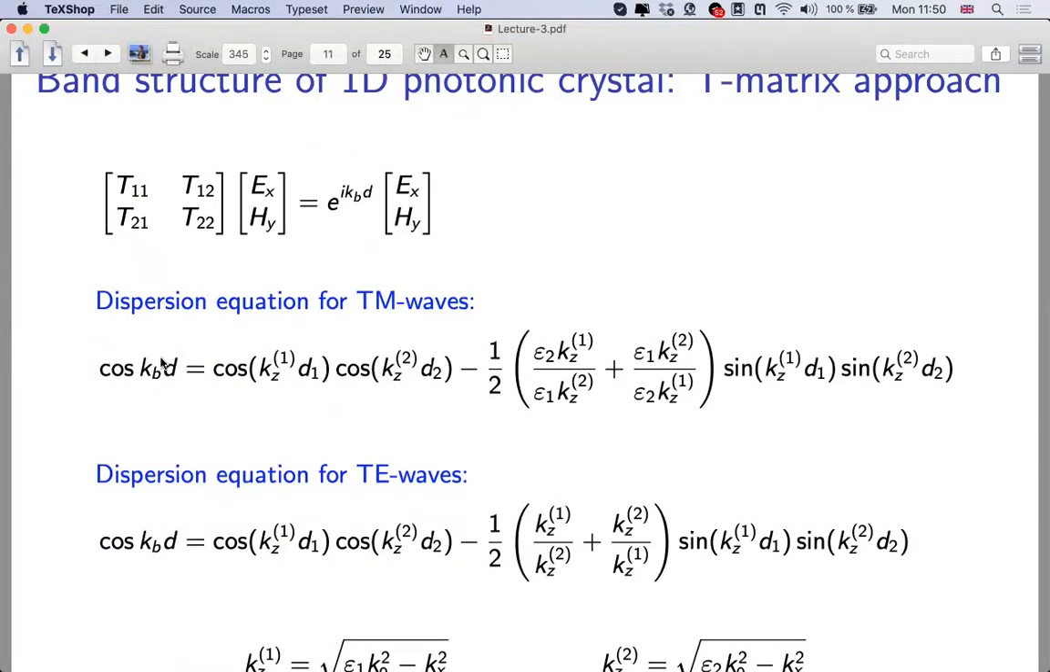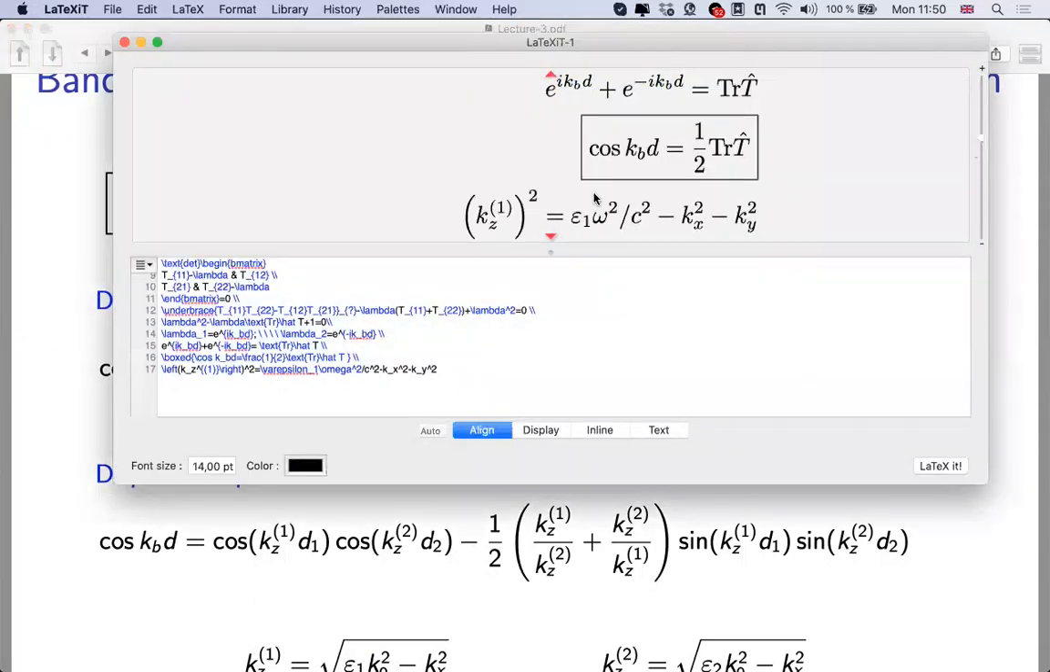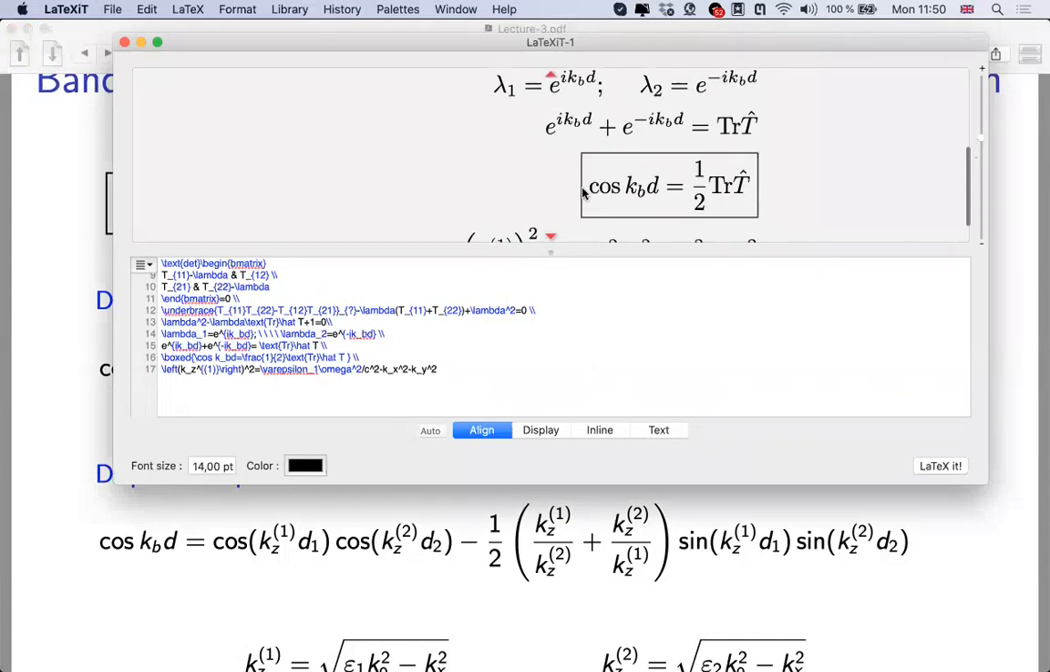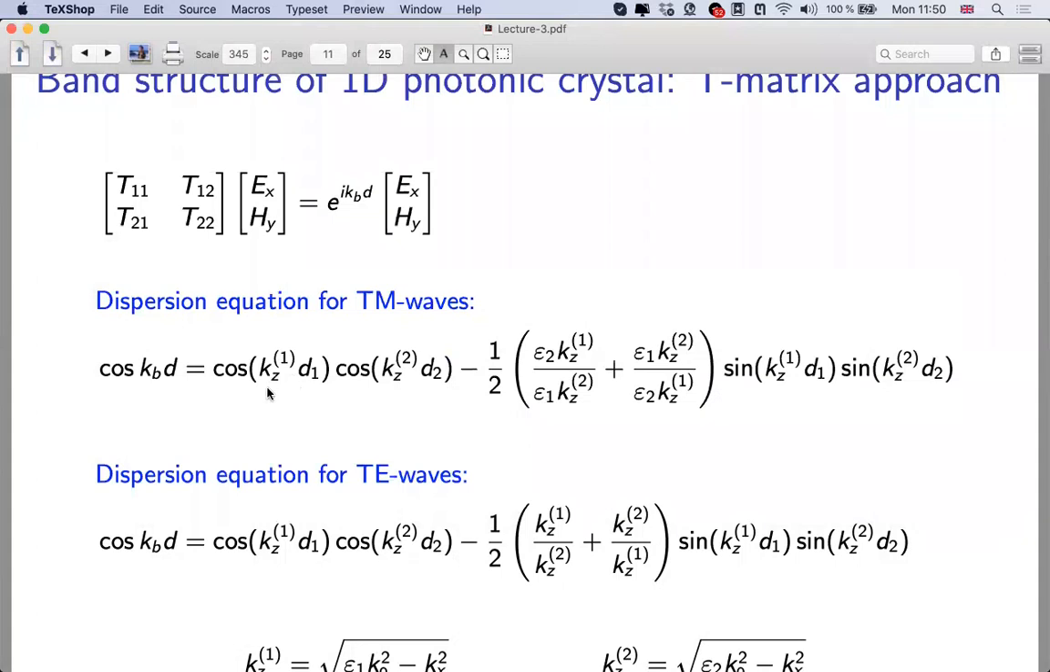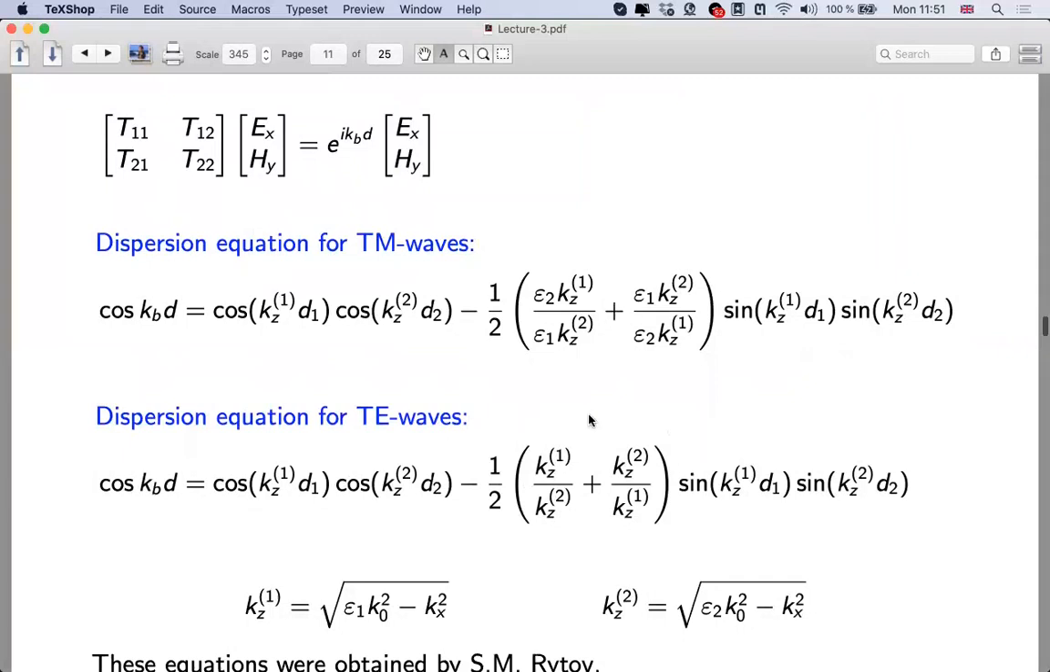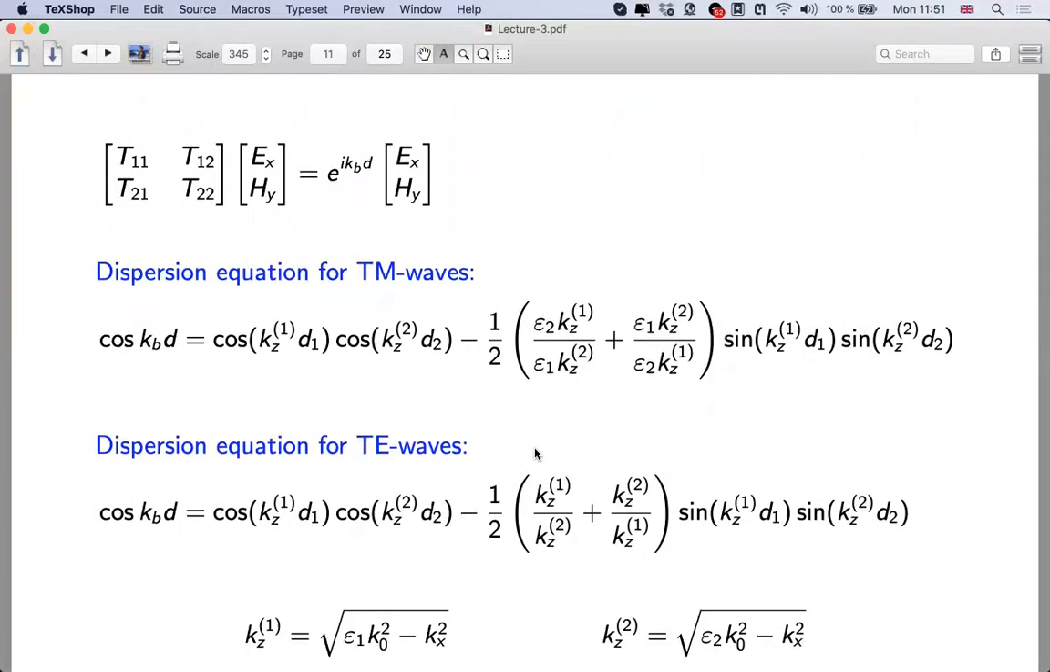So one can multiply the left and right parts by two. In the left part, we will have two cosine here. Then this is just the trace of the scattering matrix. And actually this expression is quite easy to remember, because it's cosine kz1 d1, cosine kz2 d2, like cosine cosine, and here we have sine sine. And minus one over two from this expression for TM polarization and for TE polarization like here. Okay?